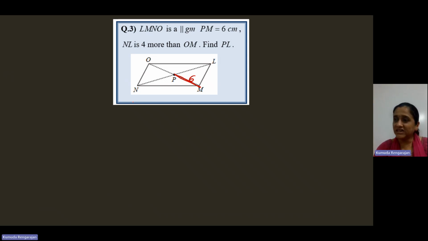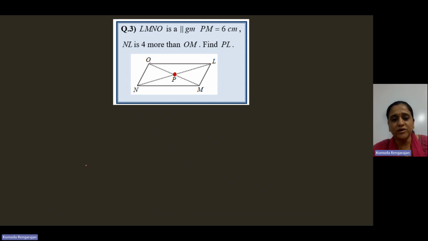Diagonals of a parallelogram bisect each other. In a parallelogram, diagonals are not equal, but they bisect each other. What do you mean by bisect each other? One diagonal cuts the other diagonal into 2 equal pieces. So one diagonal, say this diagonal OM, cuts the diagonal LN into 2 equal pieces, and vice versa, which means P is the midpoint of both the diagonals.